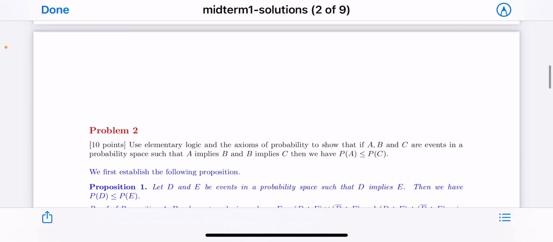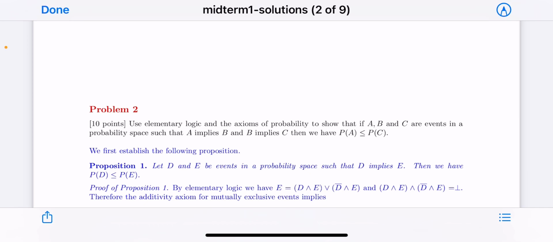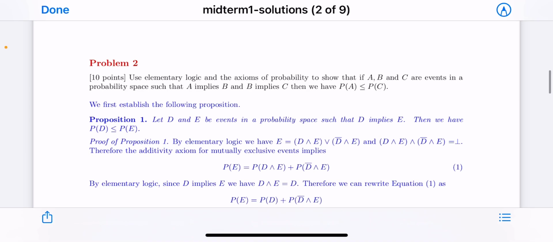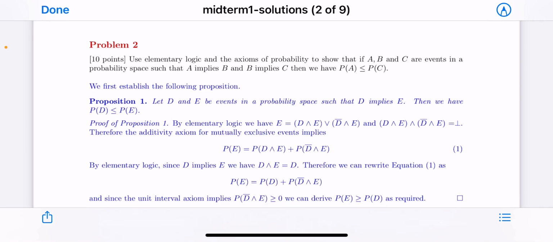Okay, so now let's have a look at this problem too. If you were in the interactive lectures last Wednesday, which were based on preparing for the midterm, I warned you that this type of problem would be on the exam, where you're asked to verify an extremely simple statement using nothing but elementary logic and the axioms of probability.